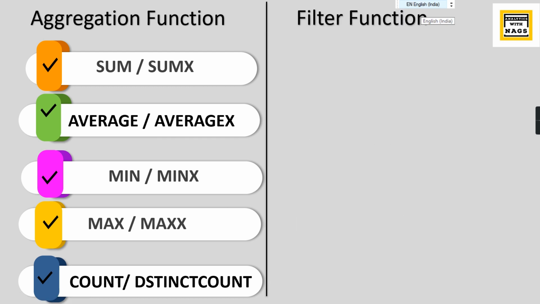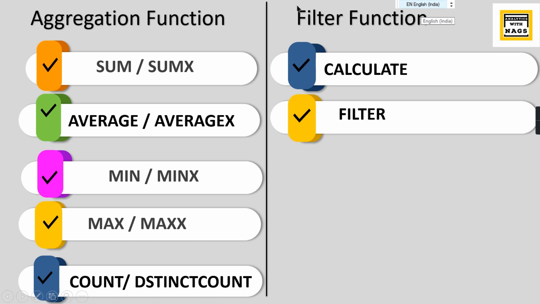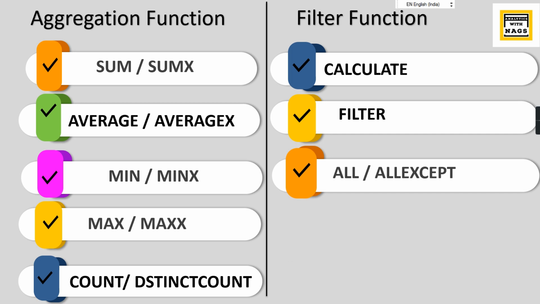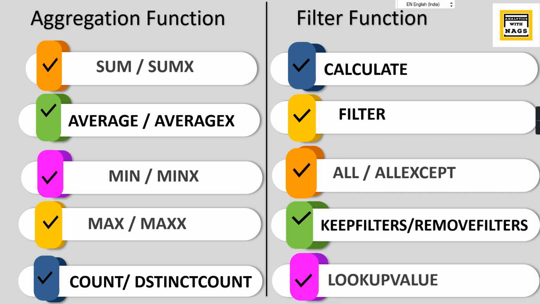filter functions, like CALCULATE and FILTER. These two are magical, and they will change the way Power BI works. So get familiar with these two functions: ALL, ALLEXCEPT, KEEPFILTERS, REMOVEFILTERS, LOOKUPVALUE. So let me pass here. These are the core and fundamental functions you need to understand in DAX, right? If you find DAX very difficult, get familiar with these things, then slowly you can move to other DAX functions that I'm going to cover. So these are core fundamentals.